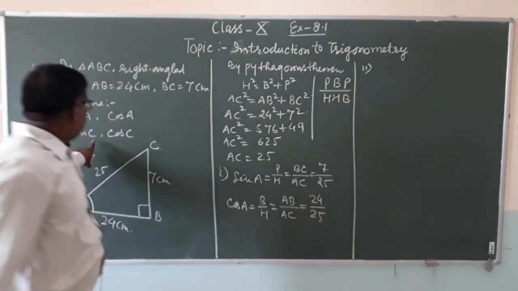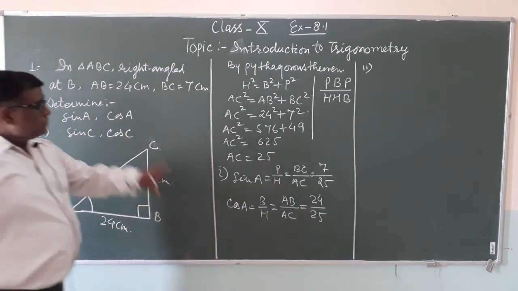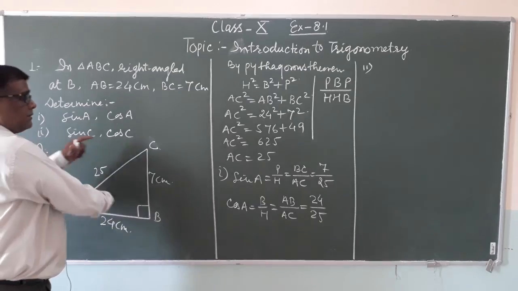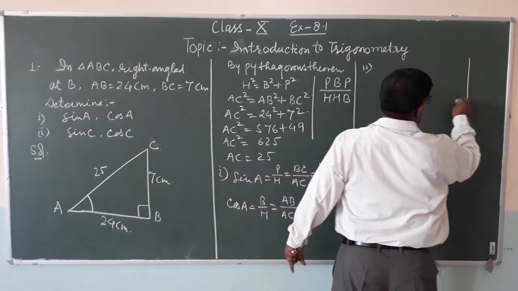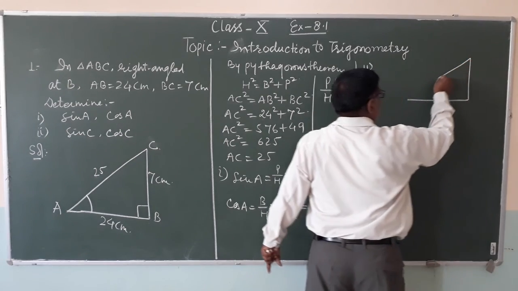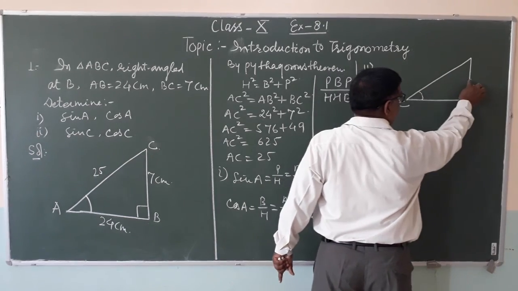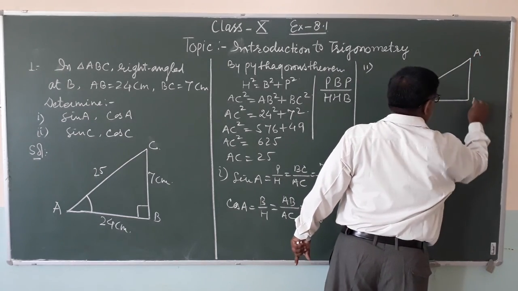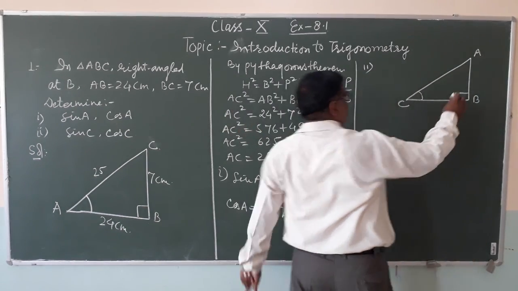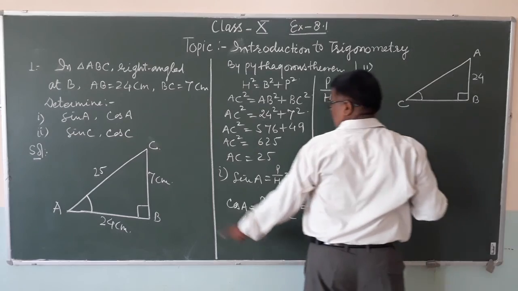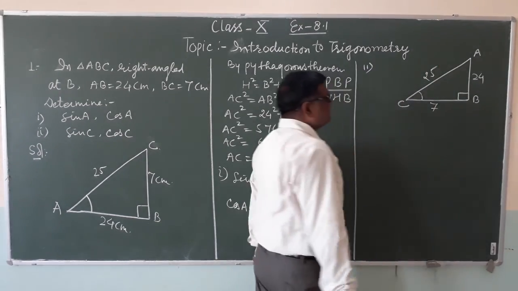Now in the second case, we have to take C, that is in case of this, take this angle. So we have to change the figure in this form. Look here, C can be taken here, this angle, so this is the perpendicular AB, and the base is also here. And now take AB 24, BC 7 here, and this is 25.